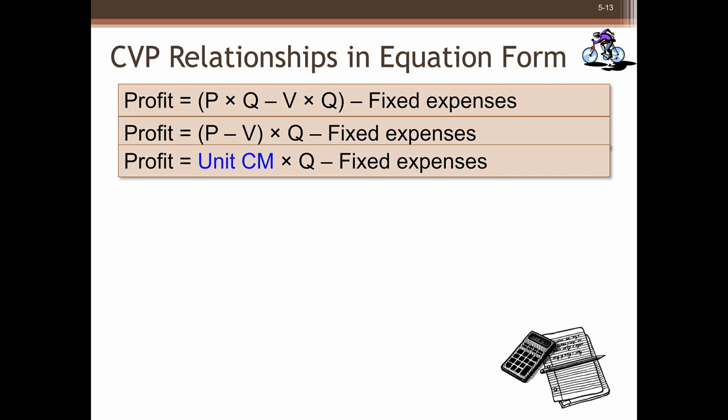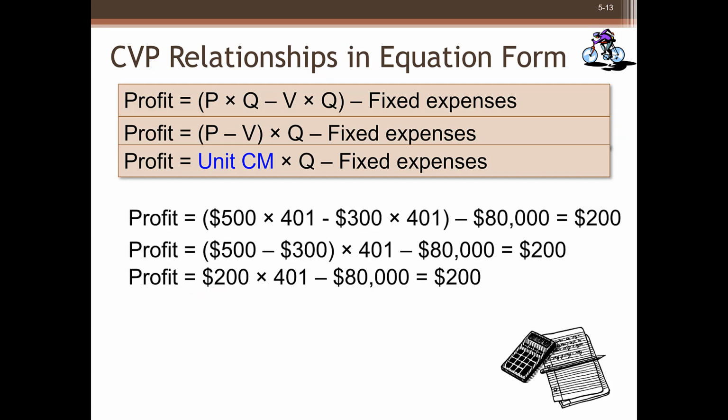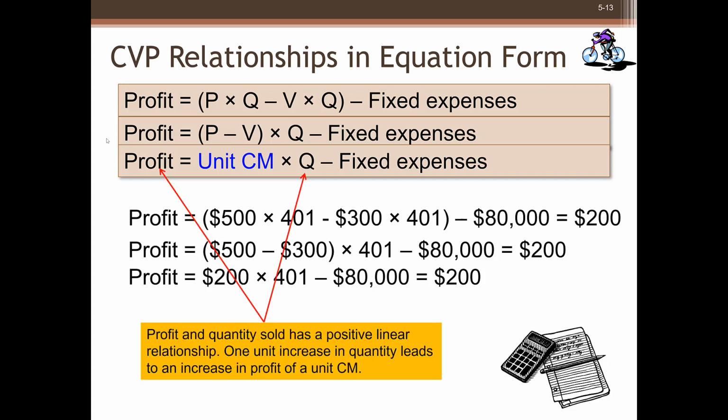Let's put numbers here. Unit contribution margin is $200. So we use $200 times Q, the quantity sold, minus fixed expenses, and we can get $200 profit. From this equation, we can tell profit is positively related to quantity sold, which means if quantity increases by 1 unit, profit will increase by one unit of contribution margin.